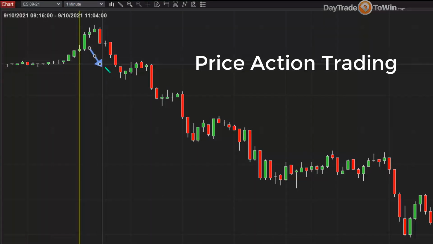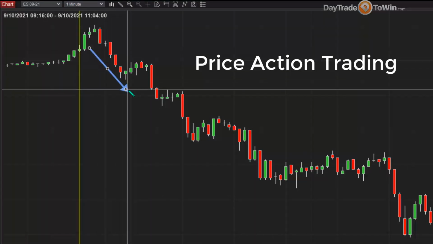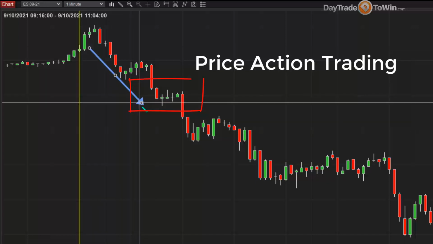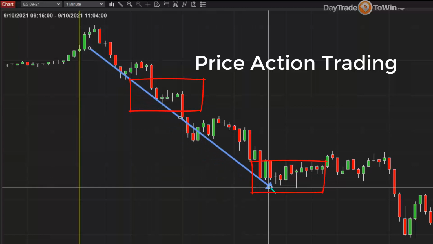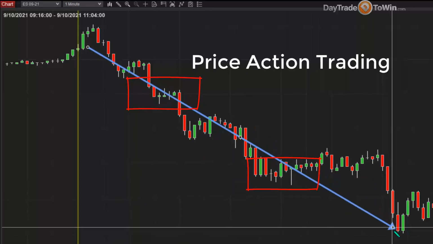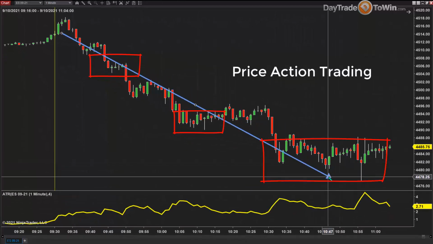You see the market beginning to go lower and lower and lower. And you have these intervals where it pauses and then continues lower. And then it pauses here and then it continues lower. And it pauses and continues lower.